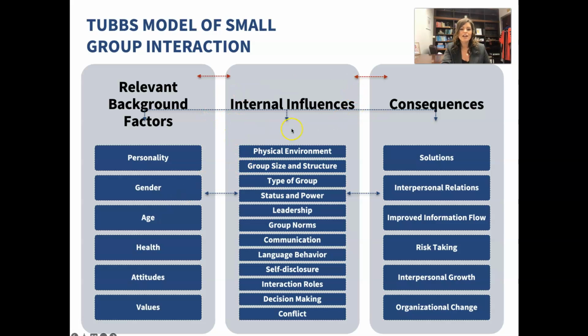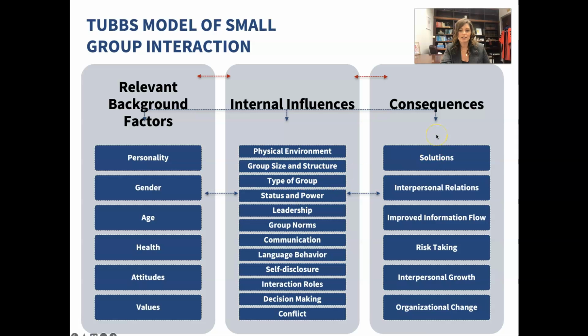Then Tubbs says there's what he calls internal influences. Things like the physical environment that the group functions in, the group size. We talked about that, a text thread of 5 people versus a text thread of 20 people. What status and power look like in the group, how the group communicates, all of these different things, decision-making, conflict. We'll be talking about that in this class. So these internal influences are also a part of small group interaction.